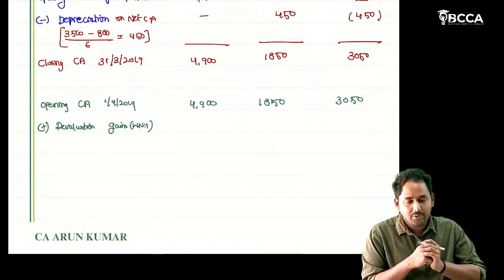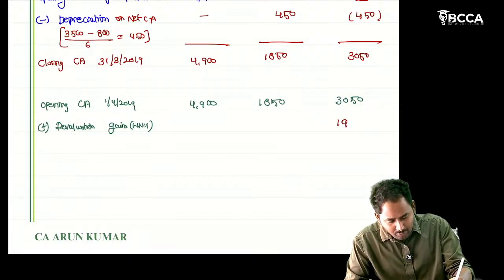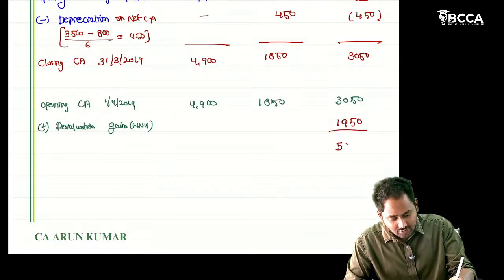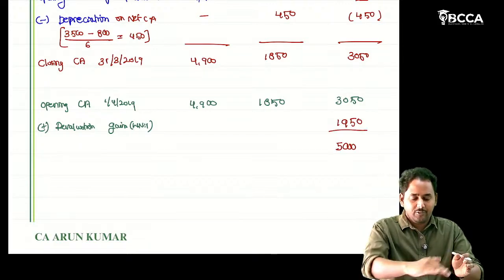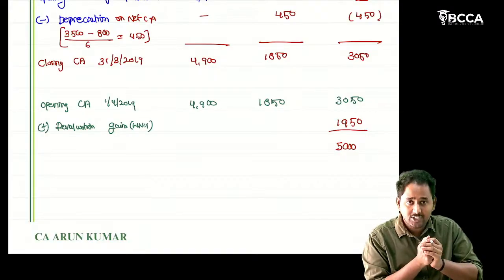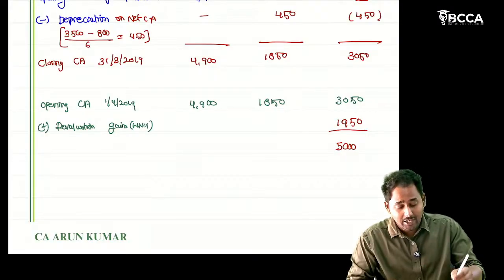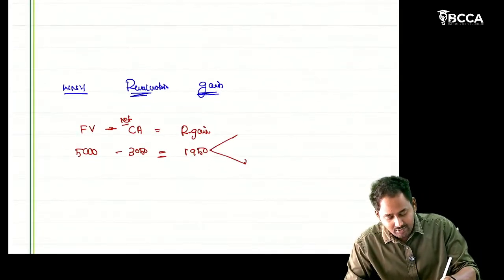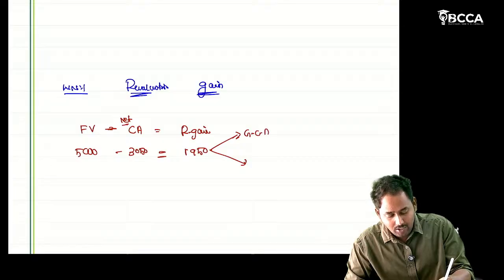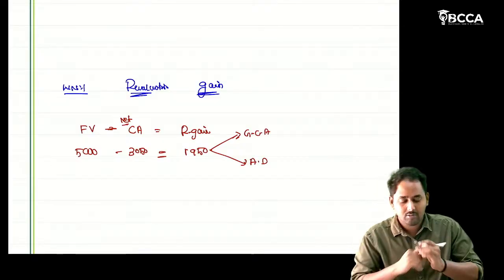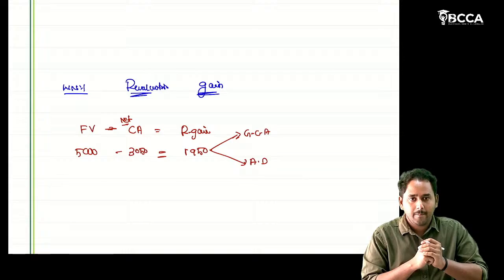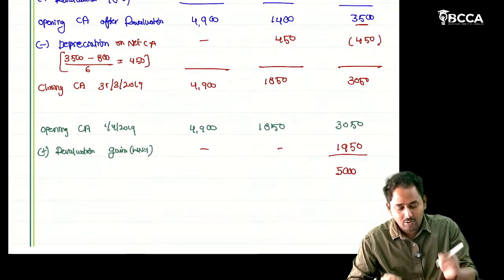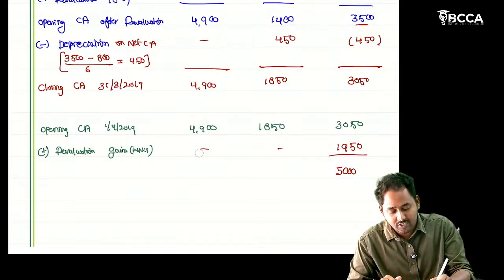And what am I going to do now? It should be added, 1,950, then it becomes 5,000. So if you're following the net approach, it is easy. Then how should we allocate this revaluation gain between gross carrying amount and accumulated depreciation? I should fill up these two columns, right? What amount should I fill in over here?